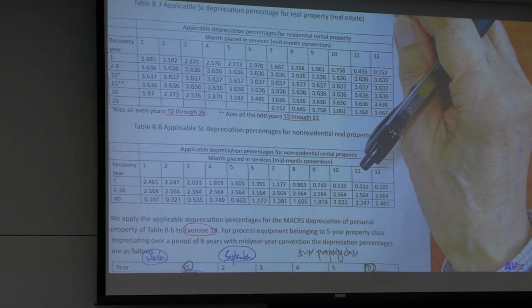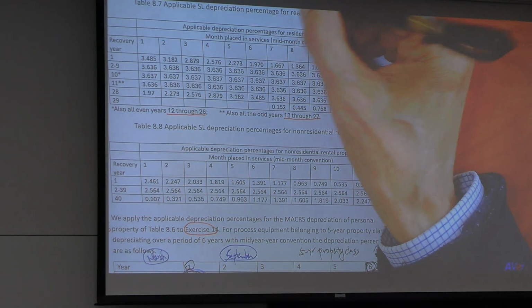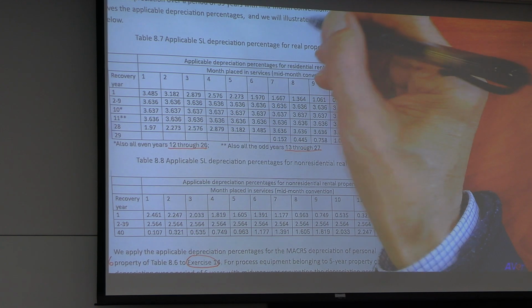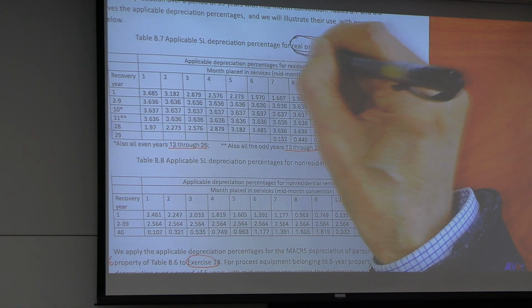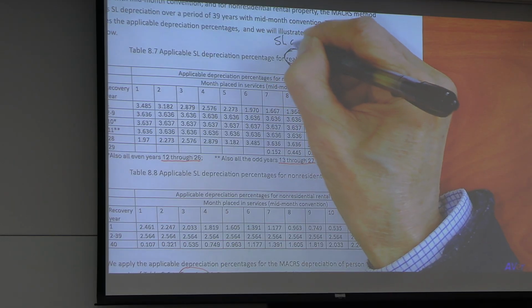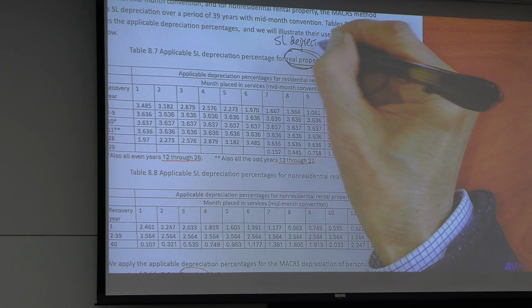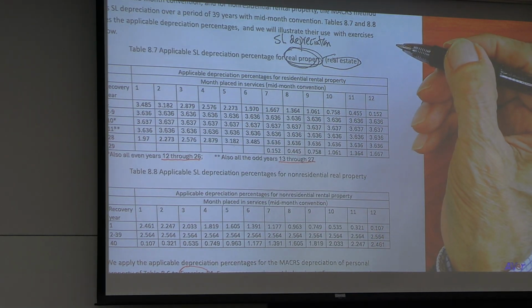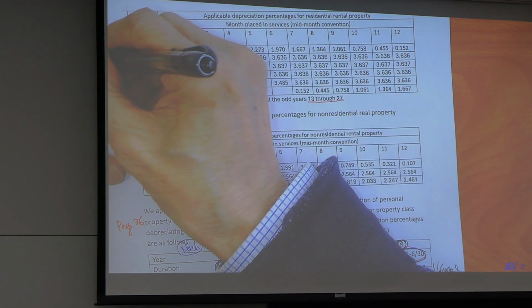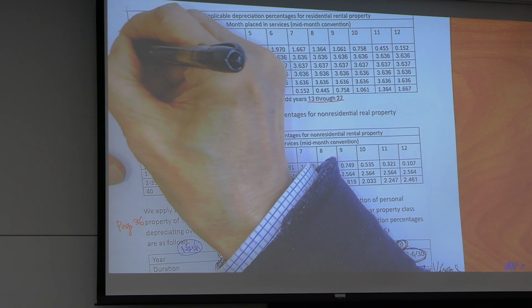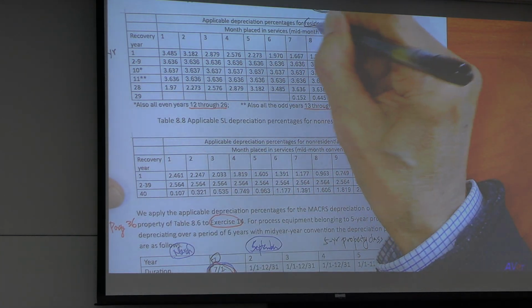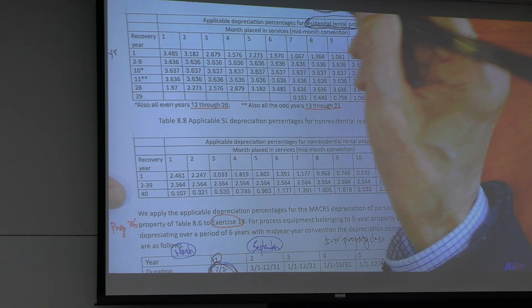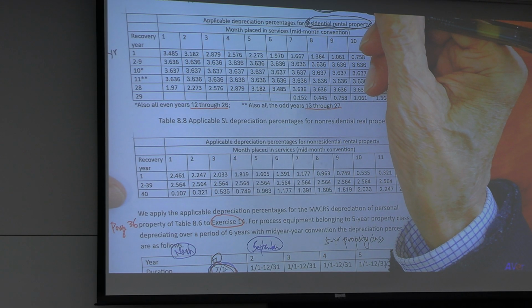Look at page 48. This real property is straight line depreciation. You are allowed 27.5 years for residential real property, not rental property.